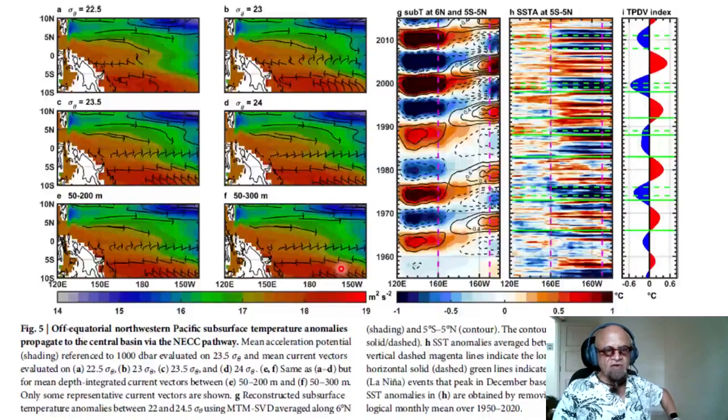Okay, so more details of equatorial northwestern Pacific subsurface temperature anomalies propagating to the central basin via the north equatorial countercurrent pathways. So north equatorial countercurrent, as you know, so if you go here at 22.5, so you have to move deeper, 23 here, 23.5, 24. So this is near the surface, 50 to 200 meters and 50 to 300 meters, and the propagation is shown as Hovmoller diagrams going from west to east, and time going from 1960 to 2020 or so. So you can see how the propagation happens in time versus west to east, and you can see the phase transition propagating east, phase transition.